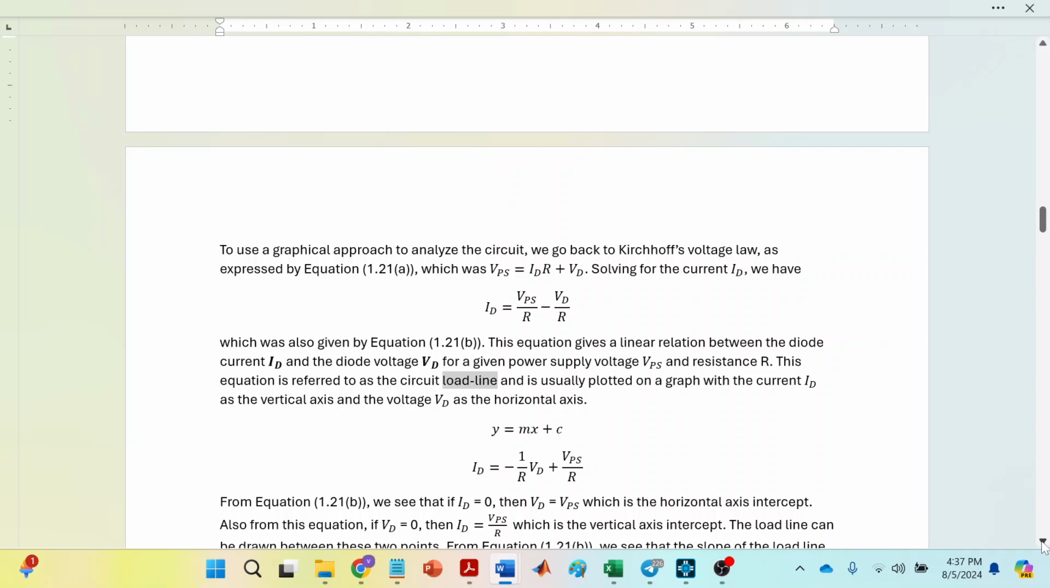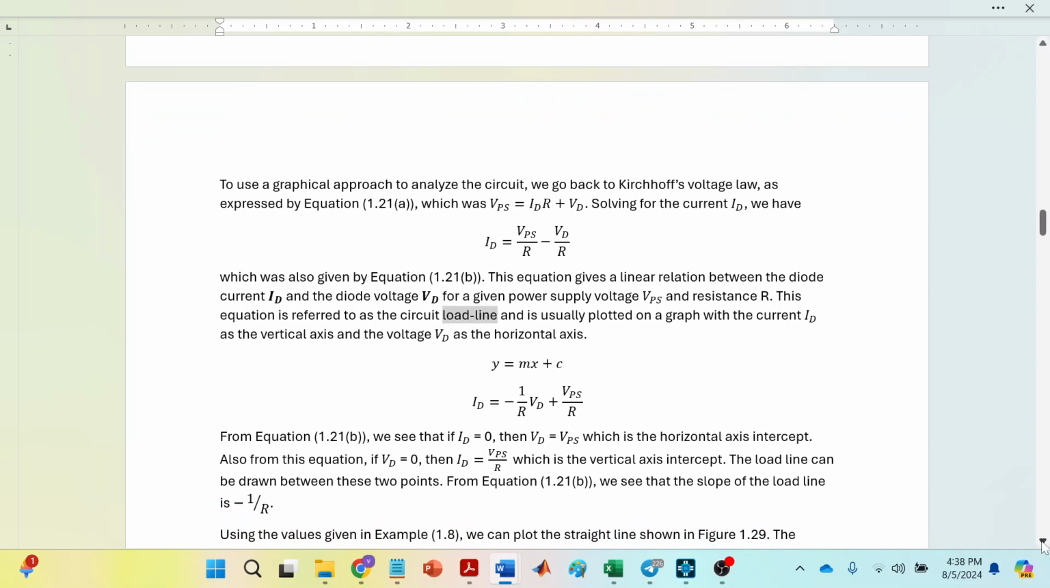So we've been able to calculate the diode current and the diode voltage through the trial and error method. Now we are going to consider the graphical approach to get the diode current and the diode voltage. From Kirchhoff's voltage law, we arrived at this equation. Then we make ID the subject of formula, like we did, and this is a linear equation called the circuit load line, which we want to represent in the form of a linear equation, y equals mx plus c.